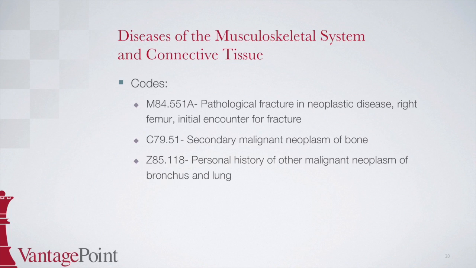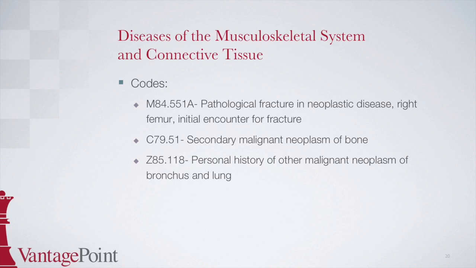The next code is C79.51, secondary malignant neoplasm of bone. To find this code, you need to go to the Neoplasm table, which for the Optum 2015 ICD-10-CM Expert for Physicians starts on page 321. You would then locate bone, and since the documentation states metastasized bone cancer, the bone cancer is considered a secondary malignancy, and the code in this column should be used, which is C79.51, which you would then confirm in the tabular.